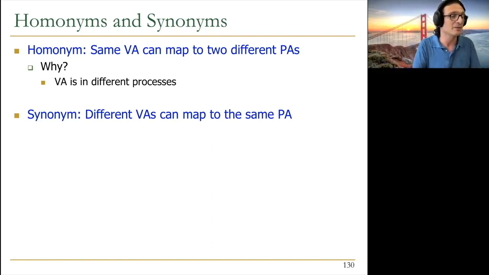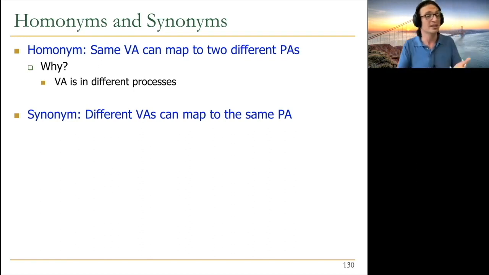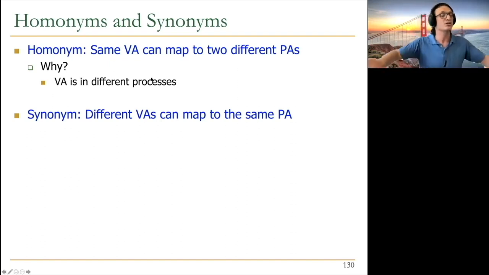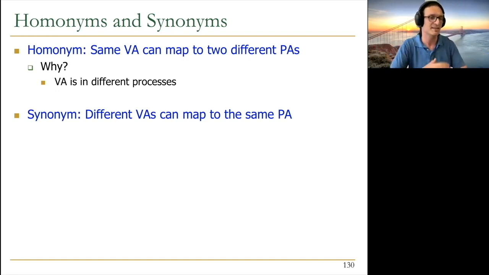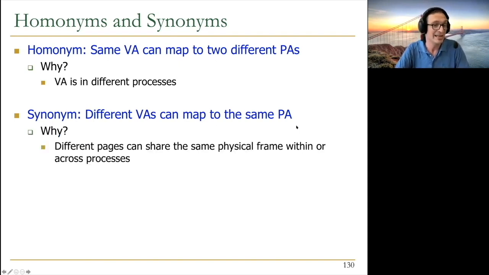And this becomes a problem when you're managing the cache if it's completely virtual. So usually the solution to fix the homonym problem is to introduce address space IDs to distinguish between different processes and address spaces. This is easier to solve at hardware cost. The synonym problem is different: different virtual addresses can map to the same physical address. And again, why? Different pages can share the same physical frame within or across processes, right?